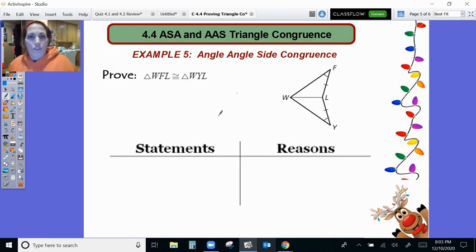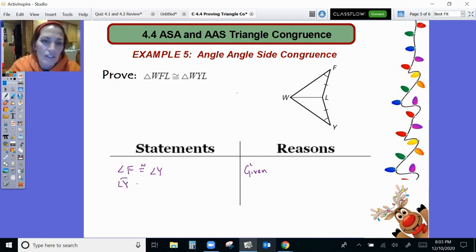So here we want to prove that triangle WFL is congruent to triangle WYL. They have markings over here on the figure, so I'm going to show that angle F is congruent to angle Y. Angle F is congruent to angle Y, and that's going to be given. We also know that LY is congruent to FL. That is also given.